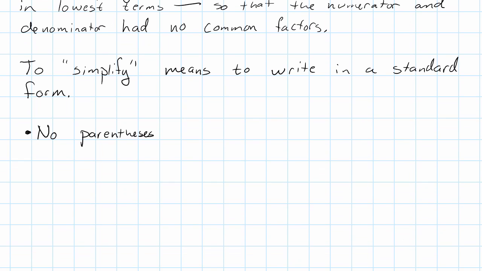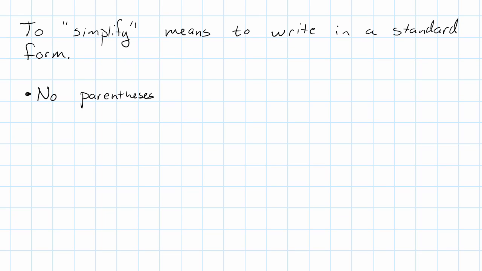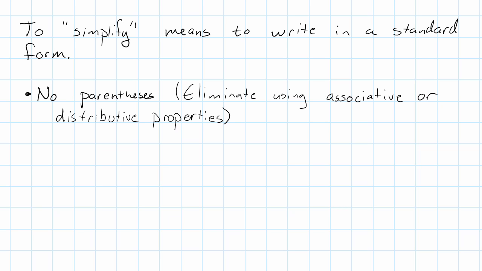First, we must eliminate all of the parentheses. We will typically get rid of parentheses either by using the associative property or by using the distributive property. Second, we would prefer not to write variables inside fractions. So we would prefer to write a fractional coefficient rather than a variable over something.